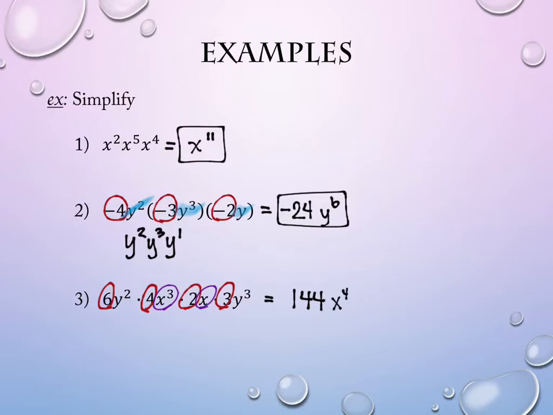And then the remaining values are the y's. So I have y squared and y cubed, y to the 5th. And again, if you wrote it as 144 y to the 5th, x to the 4th, that would be fine.